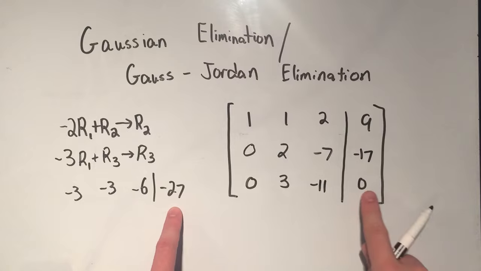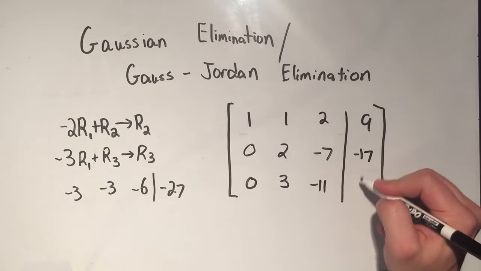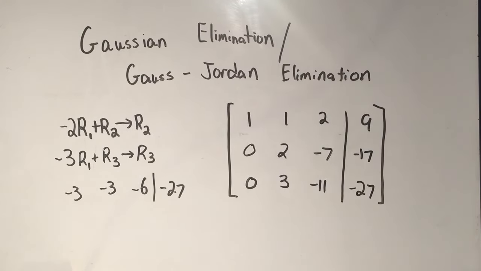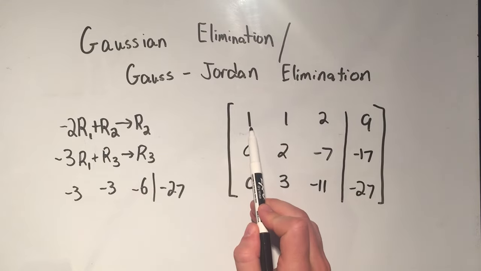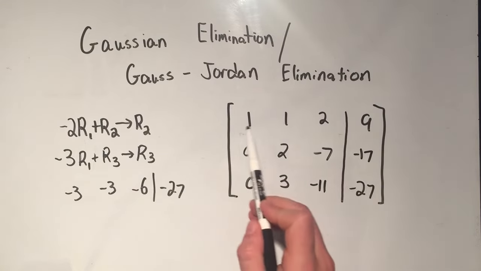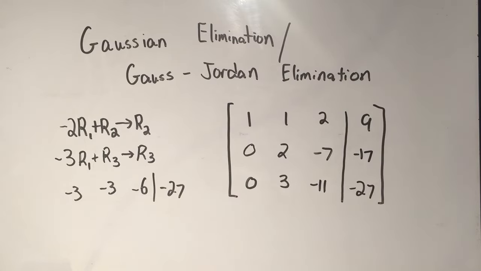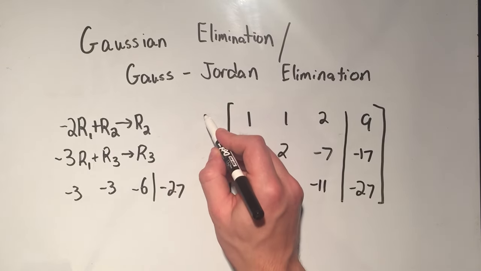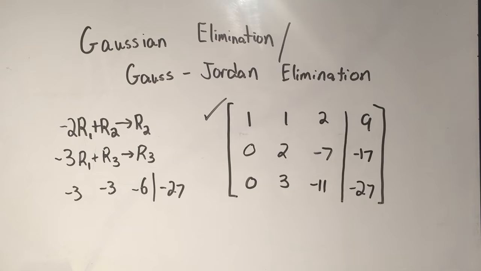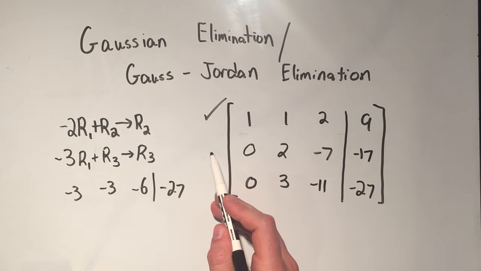And I have minus 27 plus 0, minus 27. So that's my first step. And now I've accomplished my goal of having zeros below this leading one. So now that this row is done, I move to the second row.